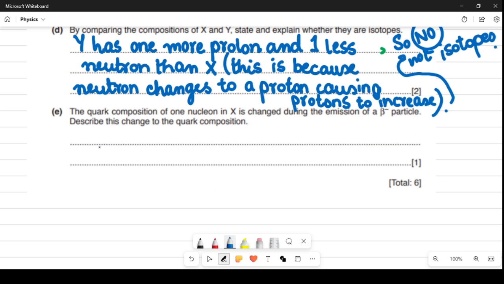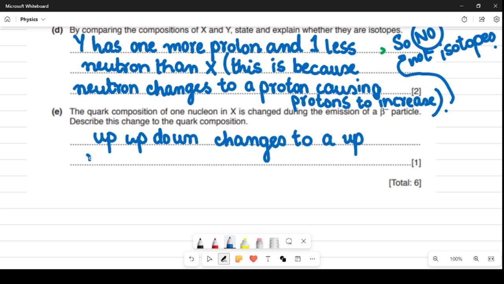Here you are. Now the last part of the paper: the quark composition of one nucleon in X is changed during the emission of a beta negative particle. Yes, we've just discussed it. A neutron changes to a proton. So, describe the change to the quark composition. A neutron is up down down, and it changes to up up down.